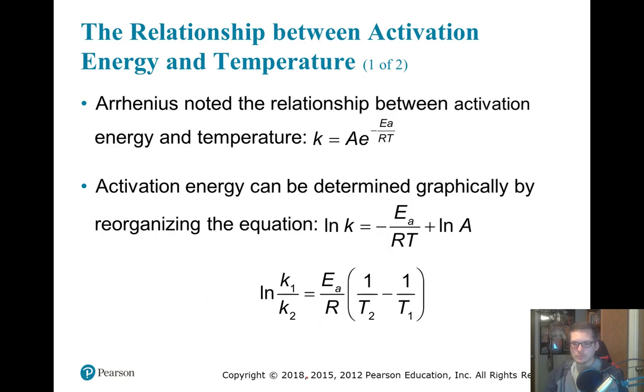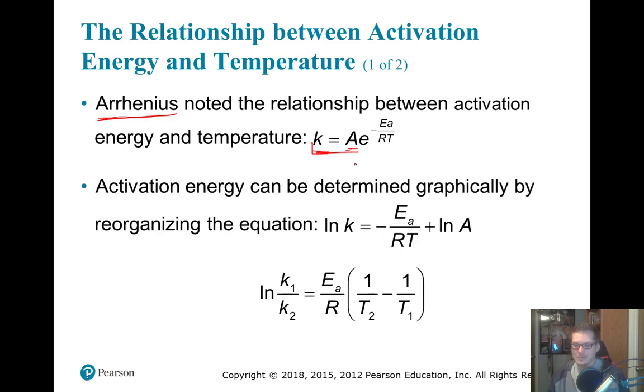This relationship between the activation energy and the rate constant was correlated mathematically by a man named Arrhenius. He formulated it as: k equals A times e to the negative Ea over RT.